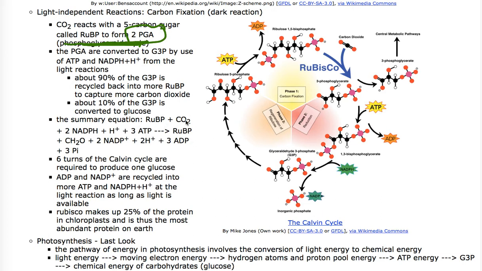Here's a summary. RuBP plus CO2 plus these hydrogens and ATPs from the light reaction make more RuBP, some carbohydrate, and then NADP plus and hydrogens go back to the light reaction, so photosystem 1 can dump electrons on here, and these go back for chemiosmosis to get put back together by the Whirlybird enzyme. It takes about 6 turns of the Calvin cycle to generate 1 glucose, and I talked about the ADP and the NADP getting recycled. There's a special enzyme that does this reaction right here.